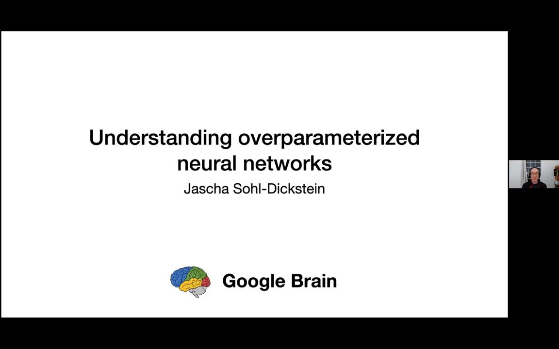So first, to motivate this talk, it turns out that as neural networks become wider and more overparameterized, they both perform better and they become more analytically tractable. And in fact, in the limit of infinite width, you can often abstract away the parameters of the neural network entirely and make surprisingly strong closed form statements about the behavior of the network.